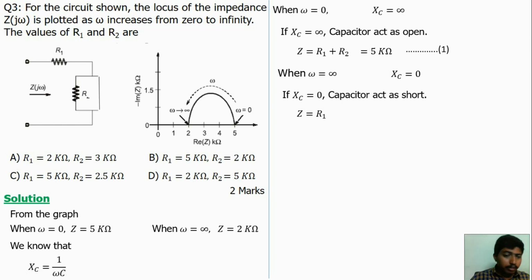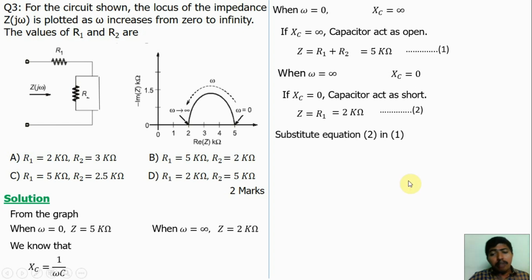When omega is equal to infinity, what is the impedance by the graph? Substituting here, we get Z is equal to 2 kilo ohm. Let's take this as equation number 2. Solve equations 1 and 2. We will get R1 is equal to 2 kilo ohm, R2 is equal to 3 kilo ohm. So answer option A is correct.